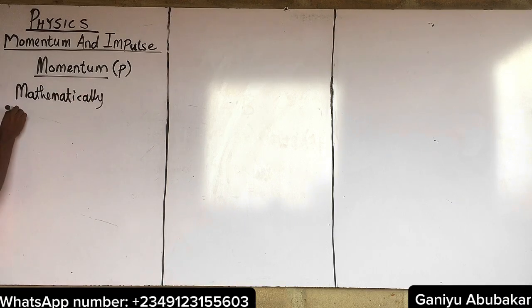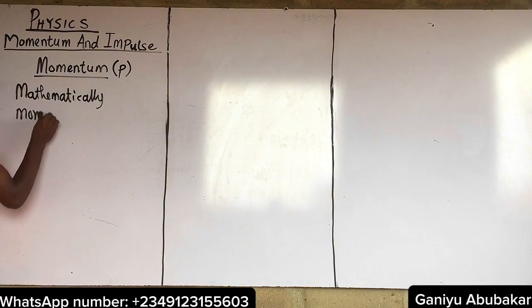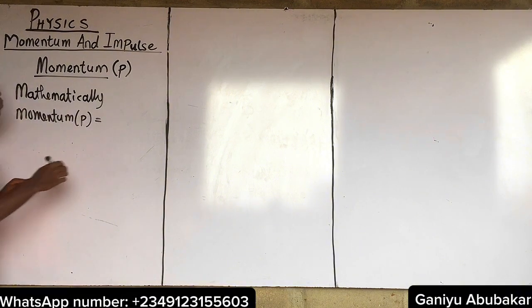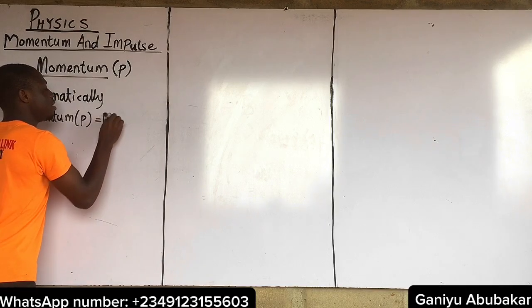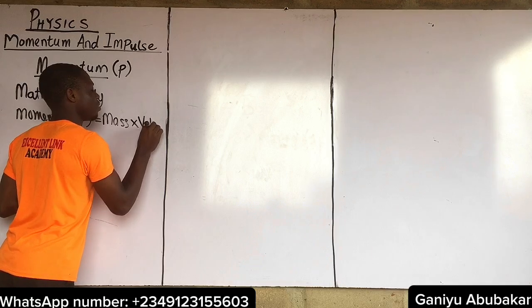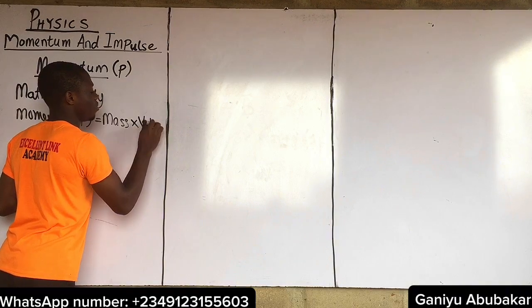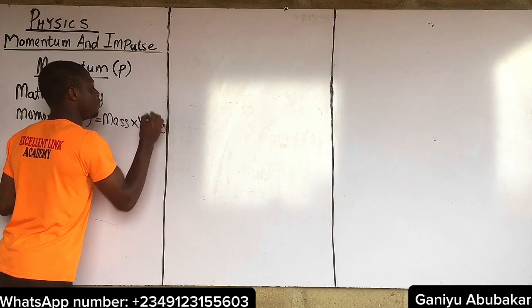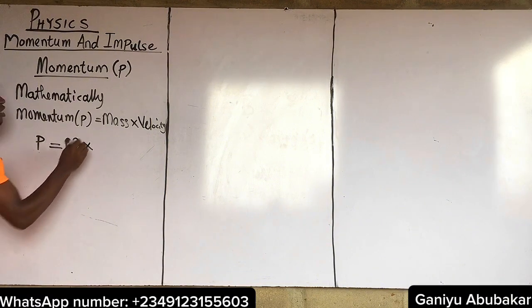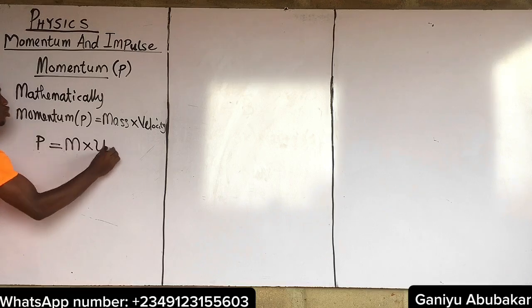momentum, which is p, is equal to the product of the mass of a moving body and the velocity with which the body moves. So momentum p is equal to the product of mass, that's m, times velocity. Let me call my velocity here u.